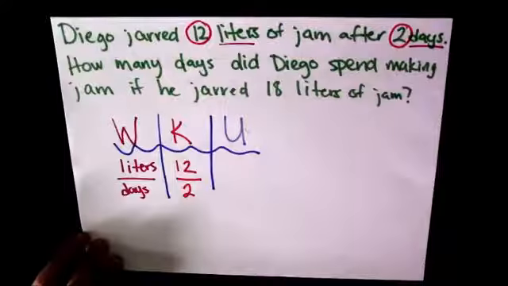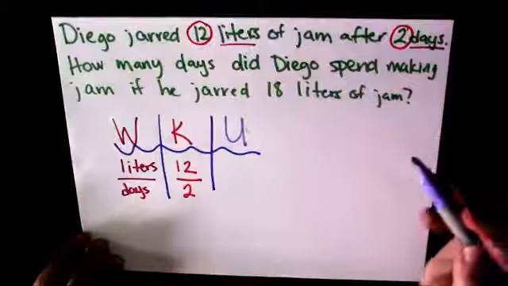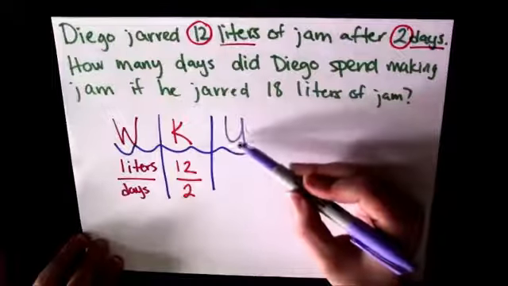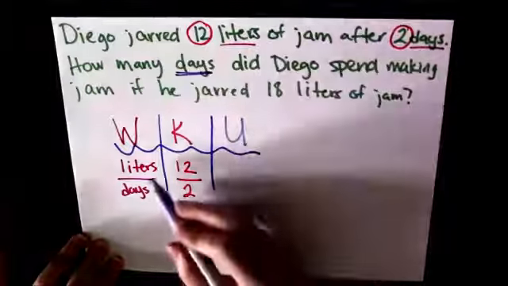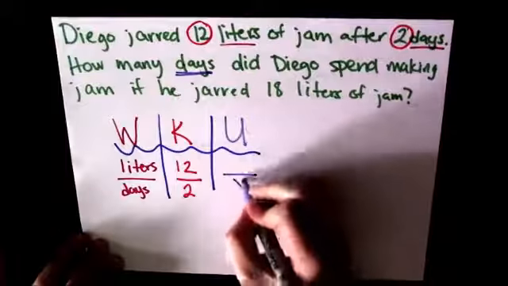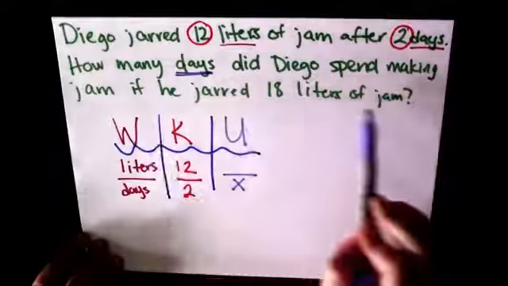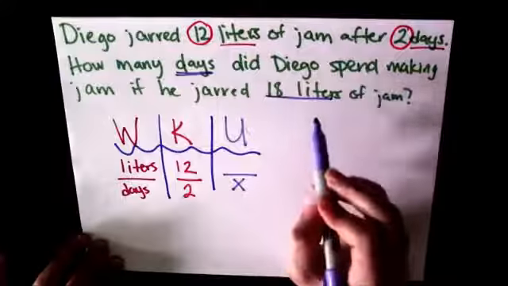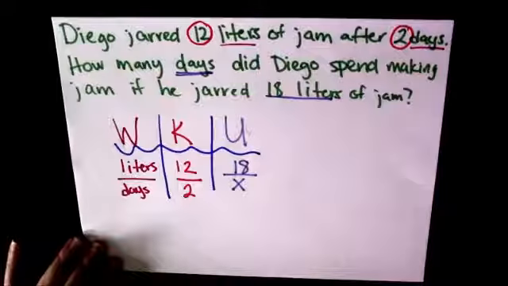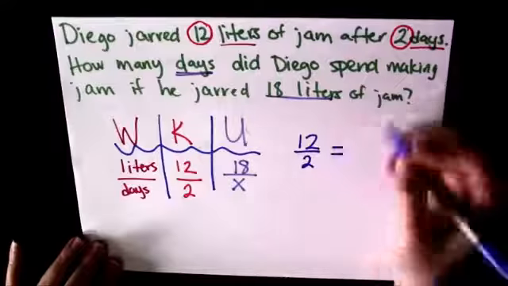Now I need to figure out my U. It says how many days. If I'm asking how many days, that must be what I'm trying to figure out, or what's unknown. So that must be my variable. So is days in the numerator or denominator? Here it's in the denominator, so the variable must go in the denominator. Did Diego spend making jam if he jarred 18 liters? So if I'm talking about 18 liters, that must go in the numerator. Now I set up my proportion, and I have 12 over 2 equals 18 over x.